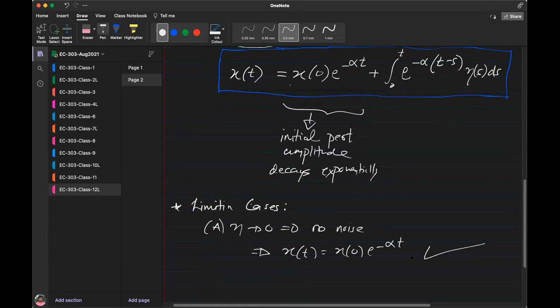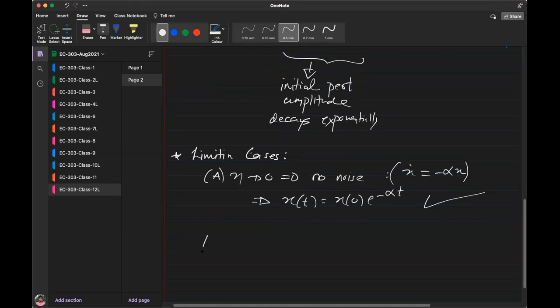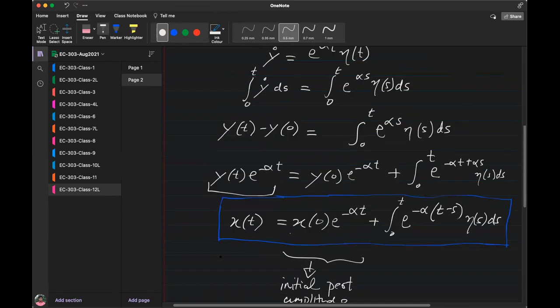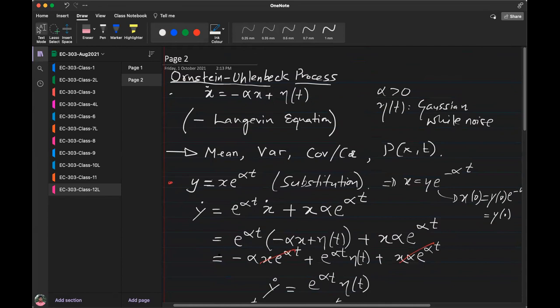It's basically the simple equation for how the perturbation dies, and that is indeed the solution. So this limiting case works well. Is there any other limiting case you know? That's one limiting case. What other limiting cases do you know?